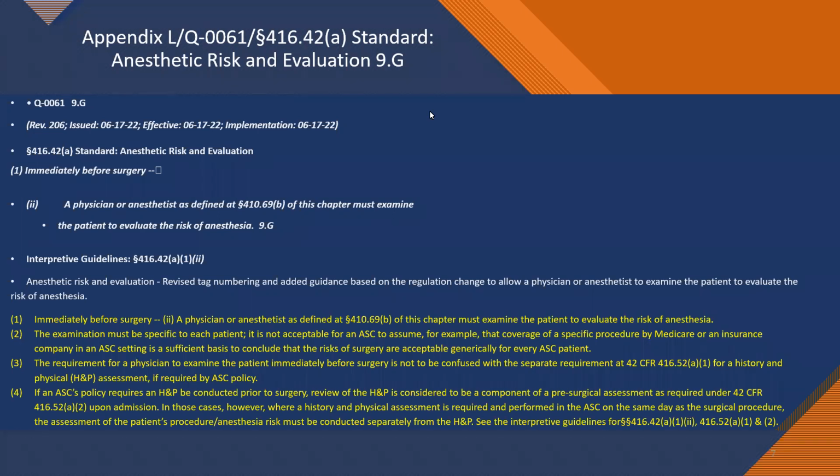The interpretive guidelines are that anesthetic risk and evaluation guidance allow a physician or anesthetist to examine the patient to evaluate the risk for anesthesia. Immediately before surgery, a physician or anesthetist as defined in this chapter must examine the patient to evaluate the risk for anesthesia. The examination must be specific to each patient, and it is not acceptable for an ASC to assume the coverage of a specific procedure by Medicare or an insurance company as an ASC setting is sufficient basis to conclude that the risks of surgery are acceptable generically for every ASC patient.